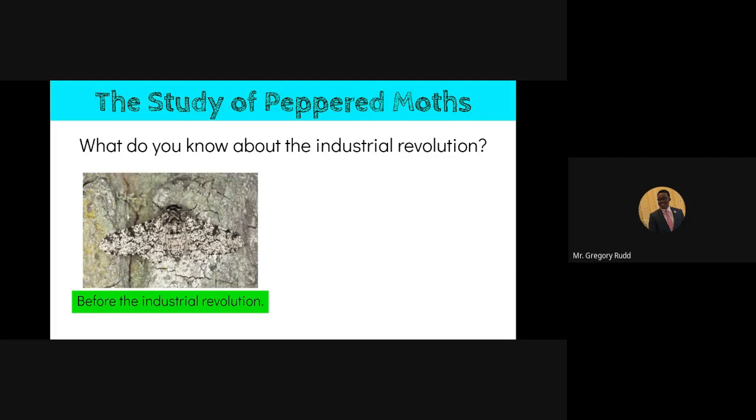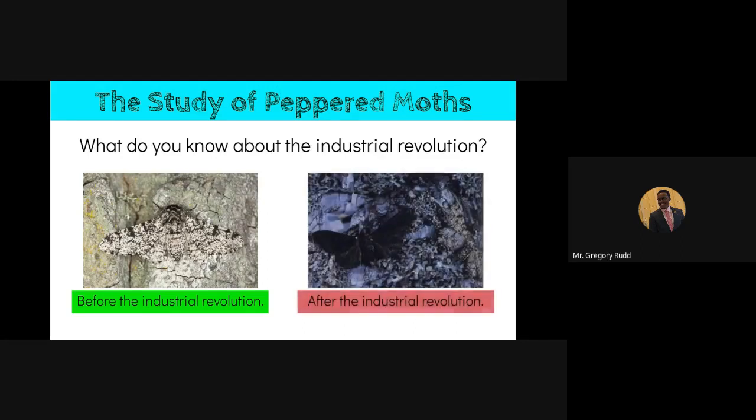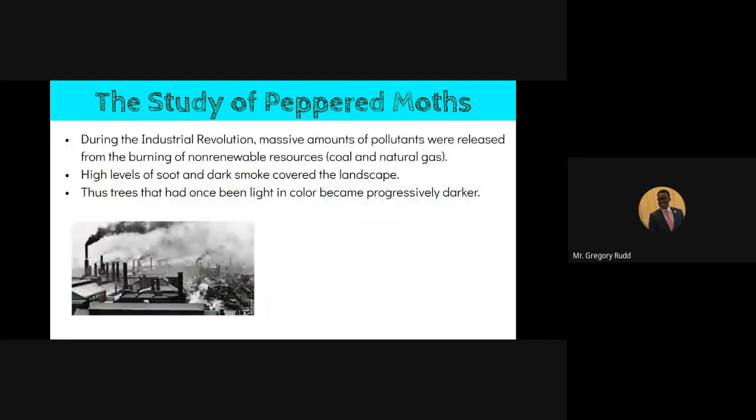So before the Industrial Revolution, we can see that the peppered moths looked like this. They were largely white. You can see some black spots, but they blended in pretty well to the light colored trees on which they lived. During the Industrial Revolution and afterwards, the trees got a lot darker, and so the moss species became a lot darker as well. Let's think about that.